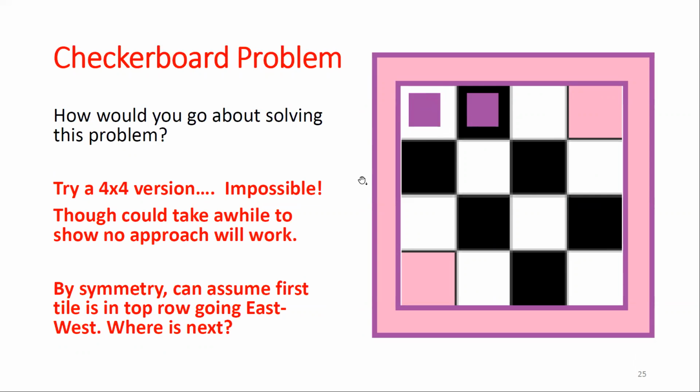So this idea of symmetry, we're going to see when we get to tic-tac-toe next. It's a great way to whittle down the number of things to investigate. If we can show that it doesn't work when we start horizontally, it's also not going to work if we start vertically. So we can assume that the first tile kills those first two squares in the top row.